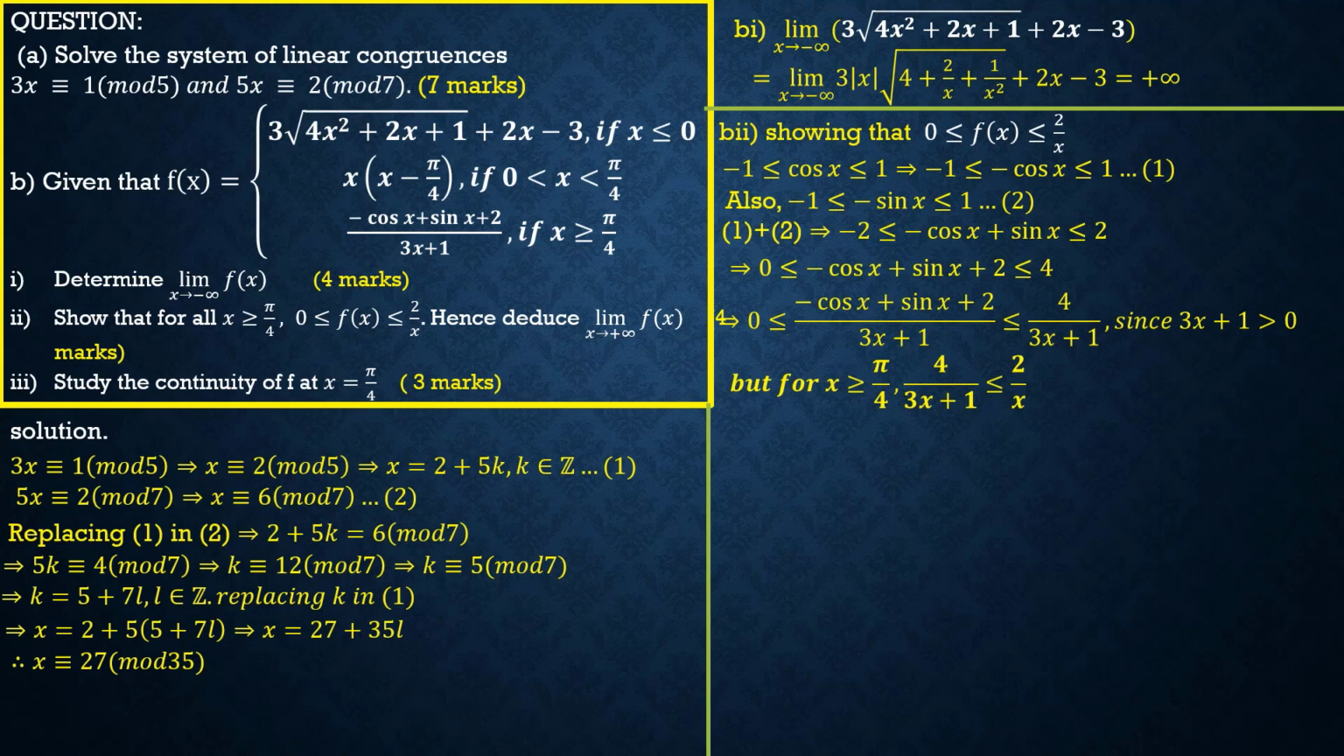and 2/3 is 0.6666, and so on and so forth. So you see it will be true for all values of x that are greater than or equal to pi on 4.